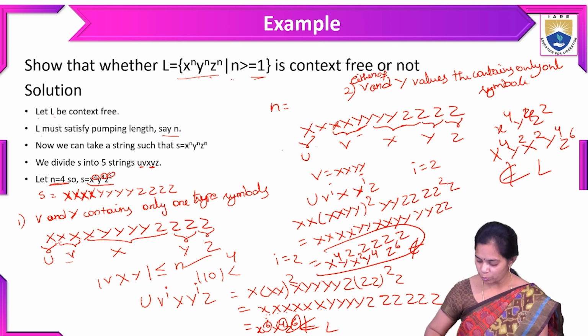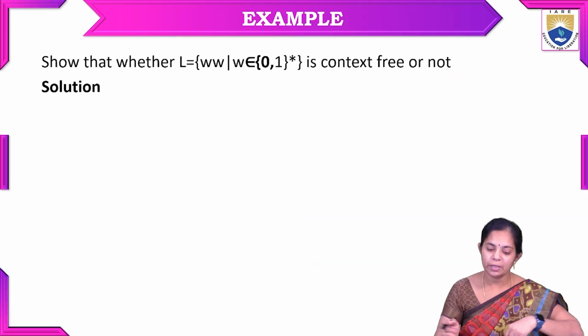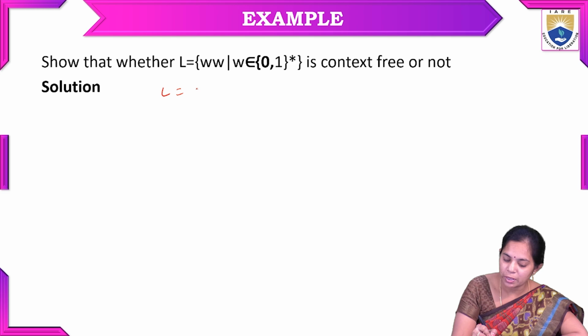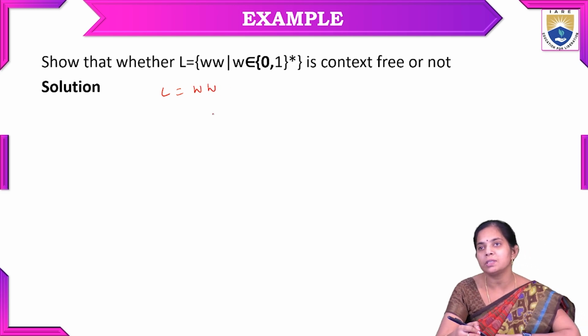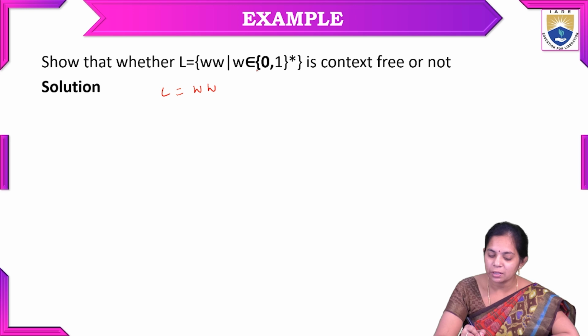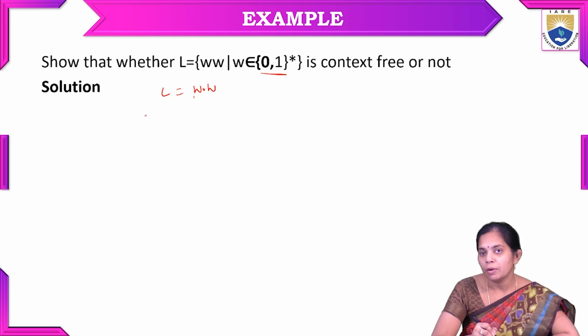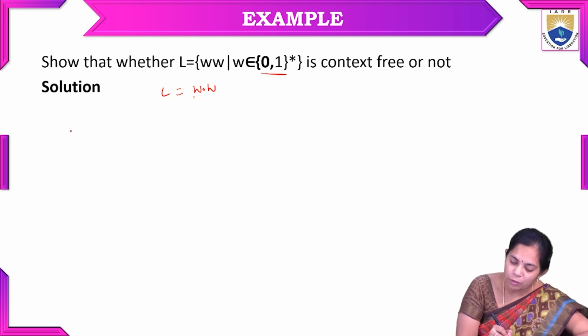Here we will take one more example. We have taken the language L equal to ww, where w is a word formed by the two input symbols 0 and 1. With combinations of 0 and 1 inputs, we form a word, that is, a string. The string is a concatenation w dot w, where a word is followed by another word.